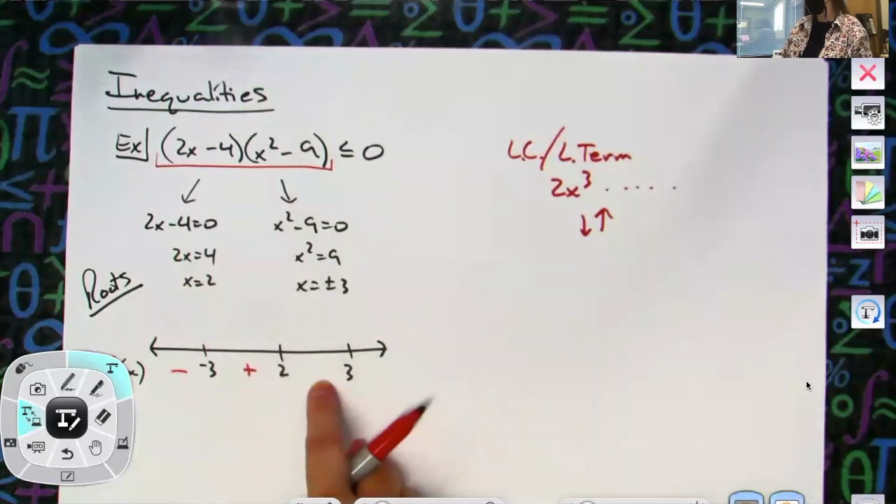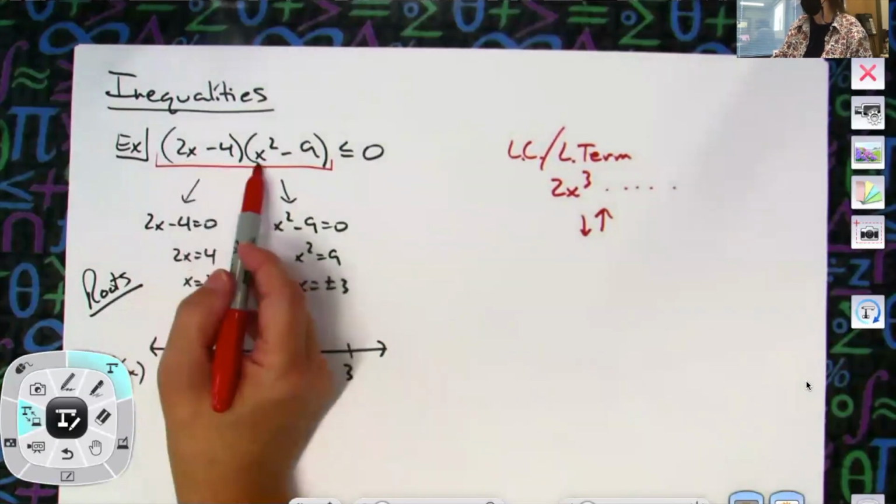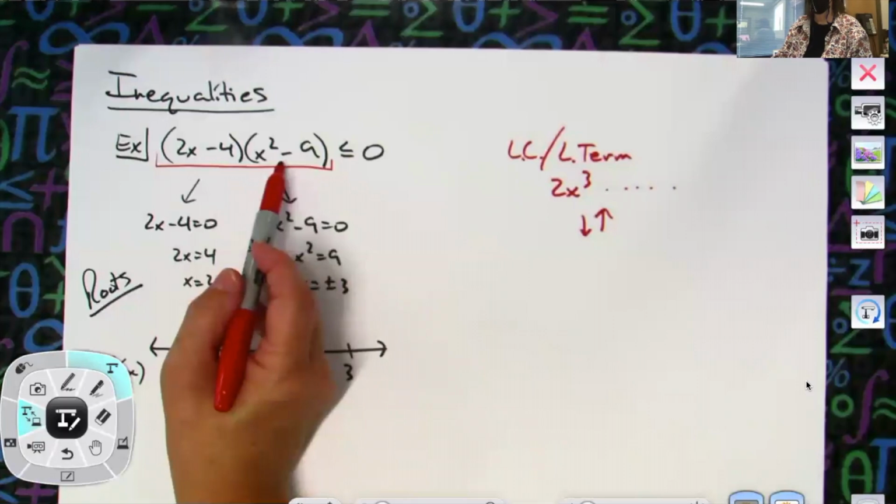Okay, so not so fun here. 2.5. If I plug 2.5 in here, 2.5 minus 4, and 2.5 squared minus 9, let's do this over here. One's positive, one's negative, so it's going to be negative.